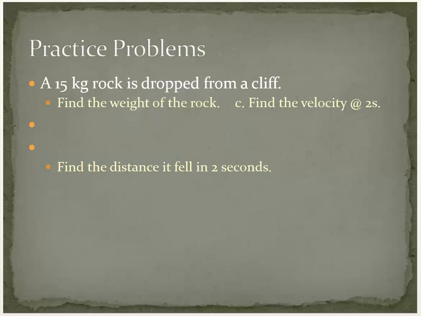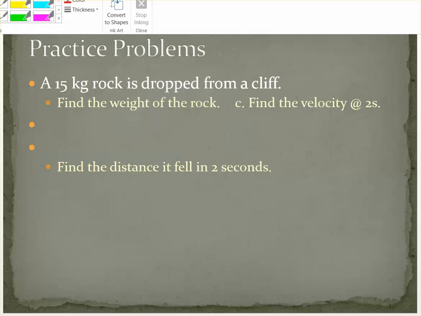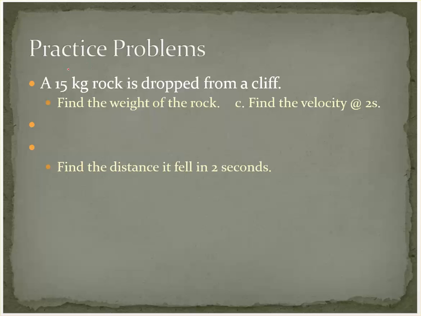All right, our next problem here. We got a 15 kilogram rock, which means that's its mass. Kilograms tells me mass. And it's dropped. So right away I'm thinking G, what's G? It's 10 meters per second squared, or you could use 9.8. Find the weight of the rock. Well, weight is mass times gravity. In that case, the weight is going to be 15 times 10. And that gives us a weight of 150 newtons.